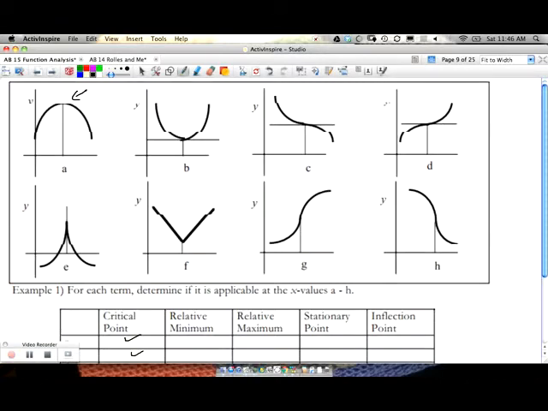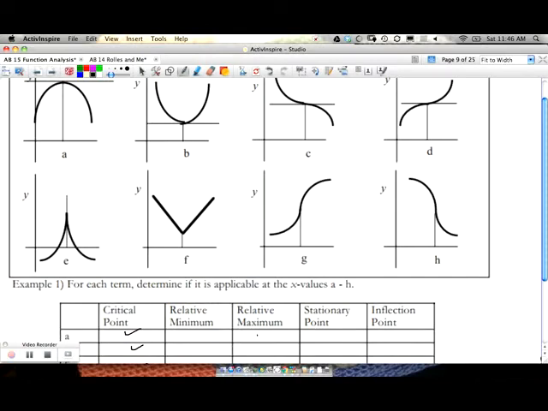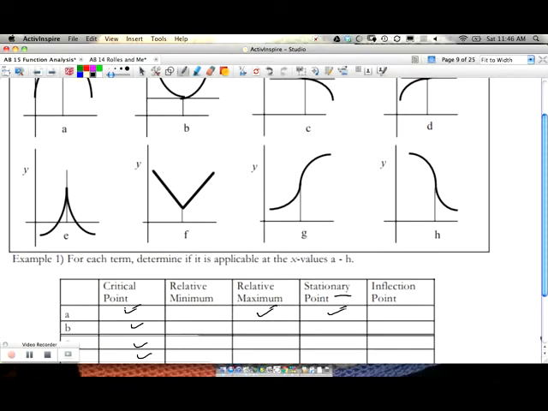So the first one, A, is it a relative min? No. But it is a relative max, that's true. Is it a stationary point? In other words, is it flat, horizontal? Yeah, it is. Is it an inflection point? No, it's not, because it's sad the whole time. It's sad before it, sad after it. It doesn't change its happiness or sadness.